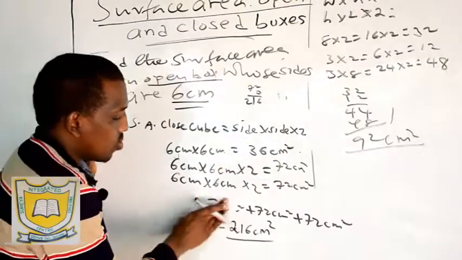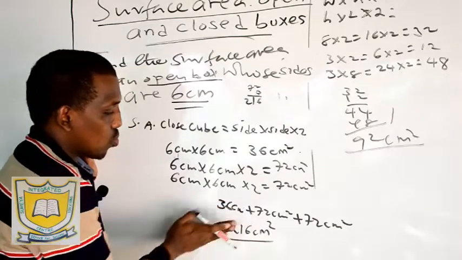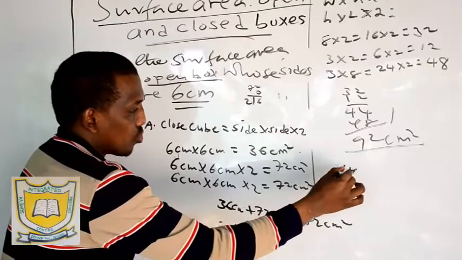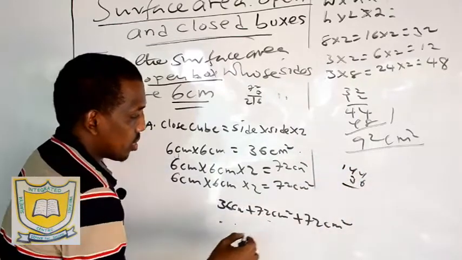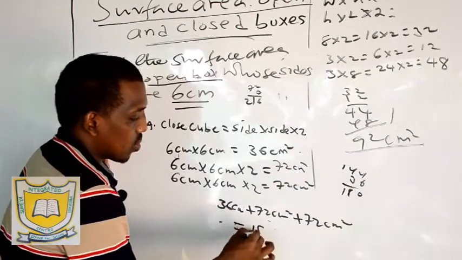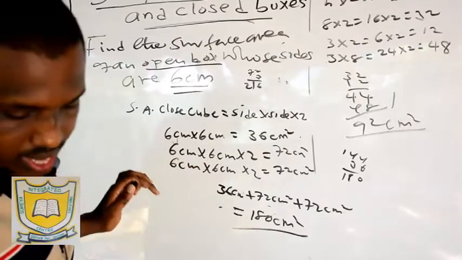So we add now. 6 times 6, 36 centimeter squared. So when you add, 72 plus 72 is 144, plus 36, you get 180 centimeter squared. That is how we solve that question.